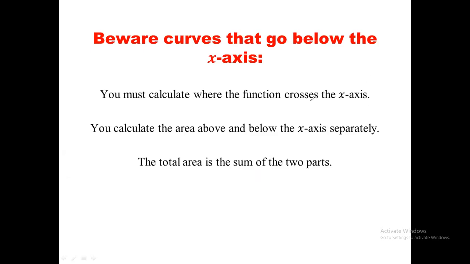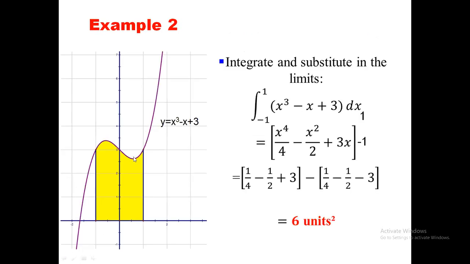Now, this did not need to be done in the previous example. You calculate the area above and below the x-axis separately, because in the previous example, the area we were talking about does not fall below the x-axis. Your curve is on top of the x-axis and there's no curve below it. So this is just the area that we're trying to find.